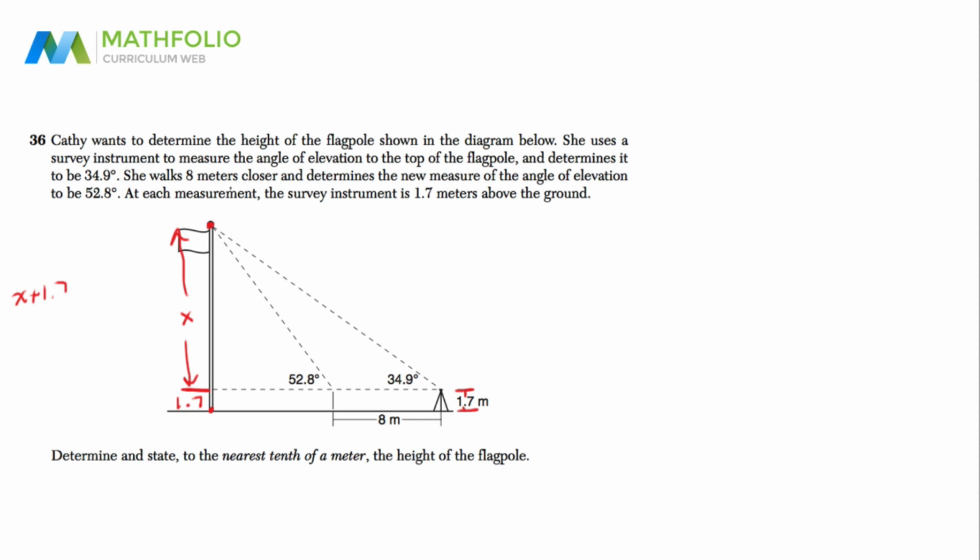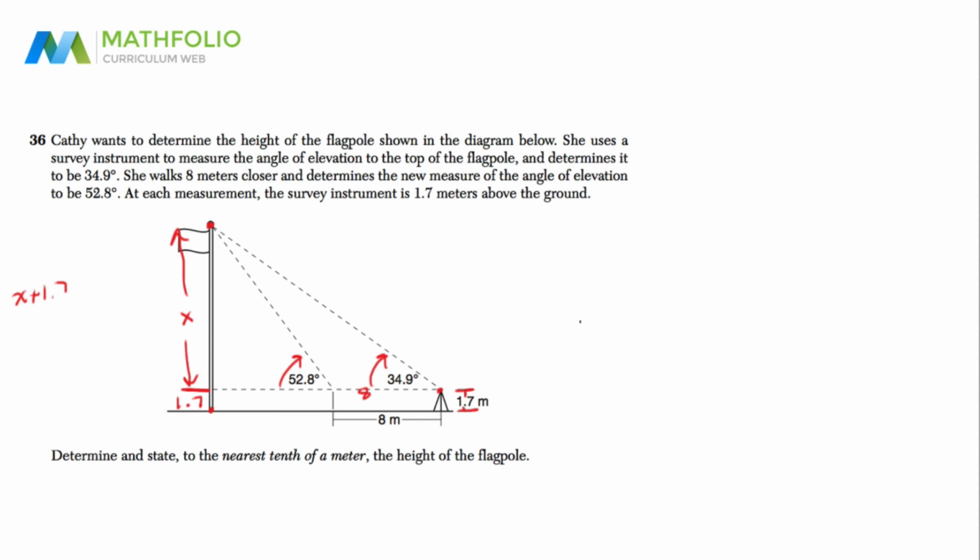So she uses a survey instrument to measure the angle of elevation to the top of the flagpole. So that's this instrument here. This is the angle of elevation here. This is the angle of elevation there. Says she determines it to be 34.9, so that's listed there. She walks 8 meters closer, so that's here. This is 8, and determines the angle of elevation to be 52.8. Great. At each measurement, the survey instrument is 1.7 above the ground. Determine and state to the nearest tenth of a meter the height of the flagpole.